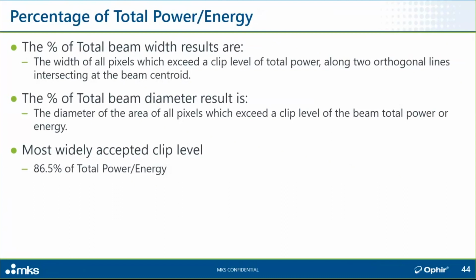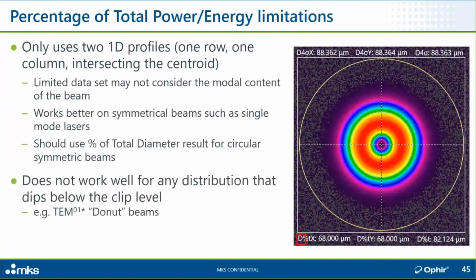For the diameter result, for a circular symmetrical beam, the diameter is the area of all pixels which exceed the clip level in that two-dimensional area. 86.5% is the most widely accepted clip level, and while you can use other clip levels, that's predominantly the one that is used. Again, we see a limitation of using just 1D orthogonal data sets. The limited data set may not properly consider the modal content of your beam, and this definitely works better on a symmetrical beam rather than asymmetric and mixed mode beams.